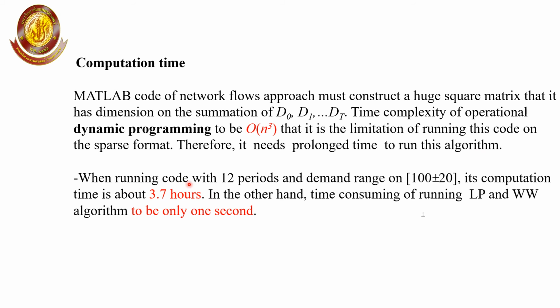When running the code with 12 periods and demand length of 100 plus or minus 20, its computation time is about 3.7 hours. On the other hand, the time consumed by running the LP and Wagner-Whitin algorithms is only 1 second.